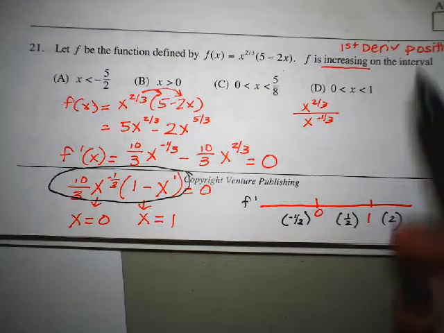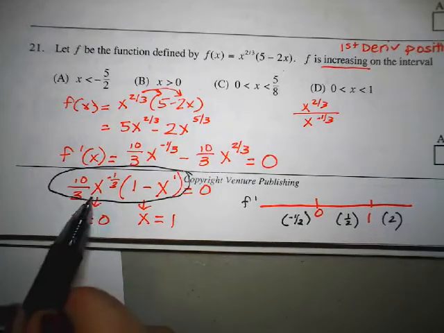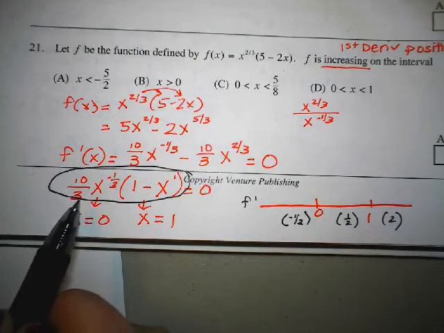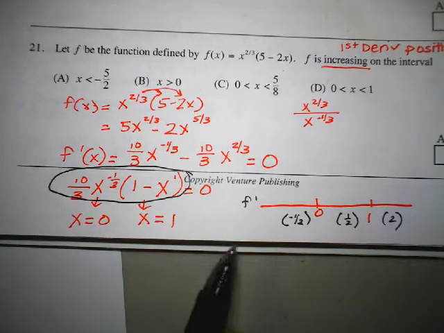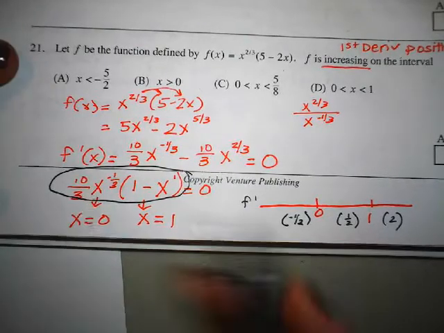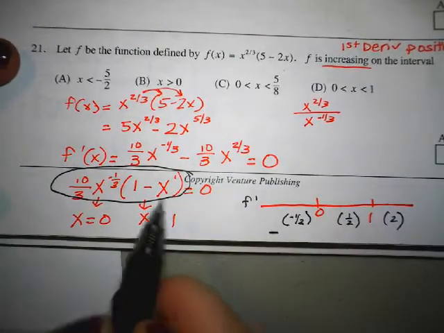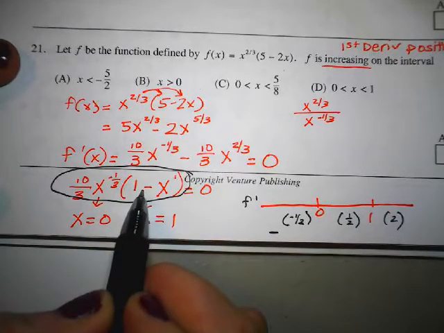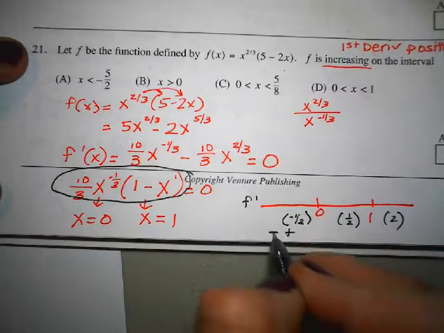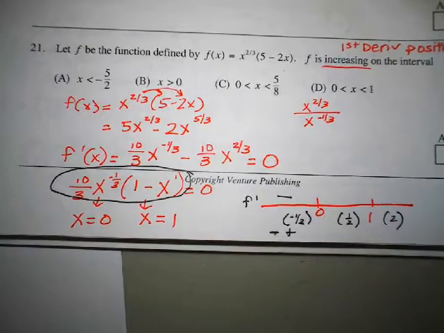is positive, it would be increasing. So I'm imagining plugging negative 1/2 in. Now this right here just means that the x would be on the bottom and it would be the cube root. So if I put negative 1/2 in, the cube root of negative 1/2 is negative. And then if I said 1 minus negative 1/2, that would be positive, and a negative times a positive is negative. It's going to decrease there.